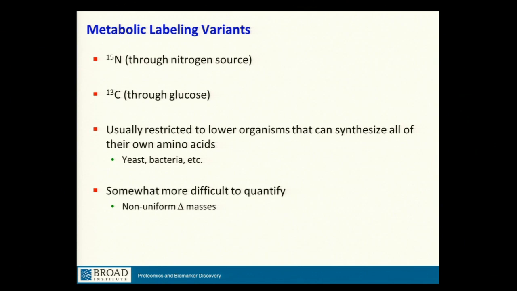There are other ways that you can do metabolic labeling besides SILAC. You could do complete N15 labeling or complete C13 labeling of all proteins and peptides in cells. Usually you would do this in a lower organism who can synthesize all of their amino acids starting from the very basic precursors. It's not as straightforward to quantify as SILAC because the masses that you expect between the differences of the peptides differ based on the composition of that peptide, not just how many lysines and arginines it has, but of all the amino acids.